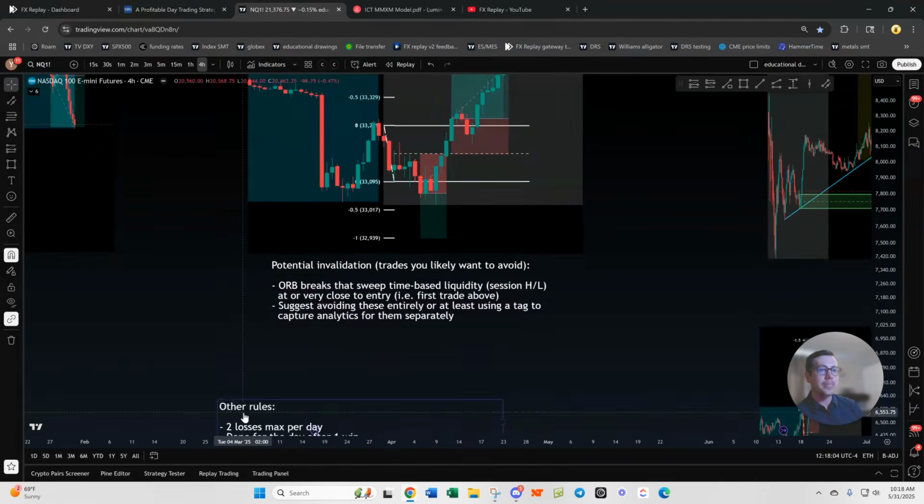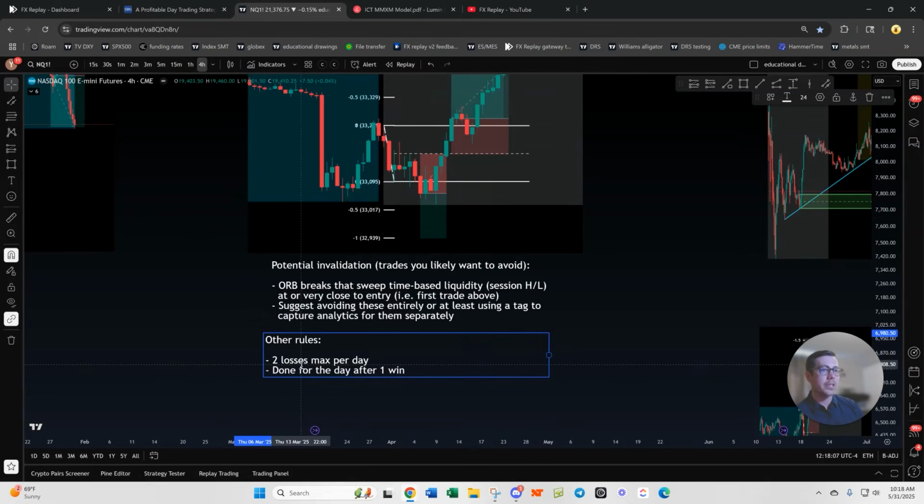And then secondly, just good general rules for this strategy. And these honestly might be good rules in general with whatever strategy you're trading. We're going to take no more than 2 losses per day. So if it's a very choppy day and the ORB just isn't working, we're at 2 losses, capping our risk per day.